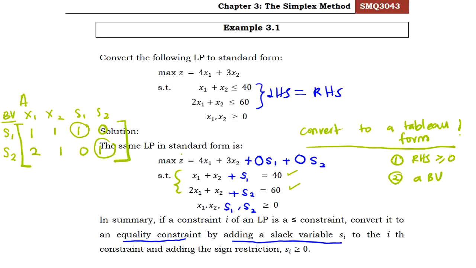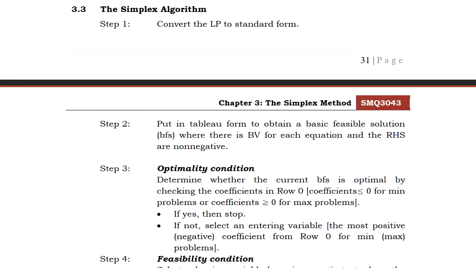Okay, so actually this standard form is also the Tableau form for this LP model. For the Simplex algorithm, we have done step 1 and also step 2. The first one is to convert the LP to standard form. Then step 2 is to put it in Tableau form to obtain a basic feasible solution, where there is a BV for each equation and the right hand side is non-negative.